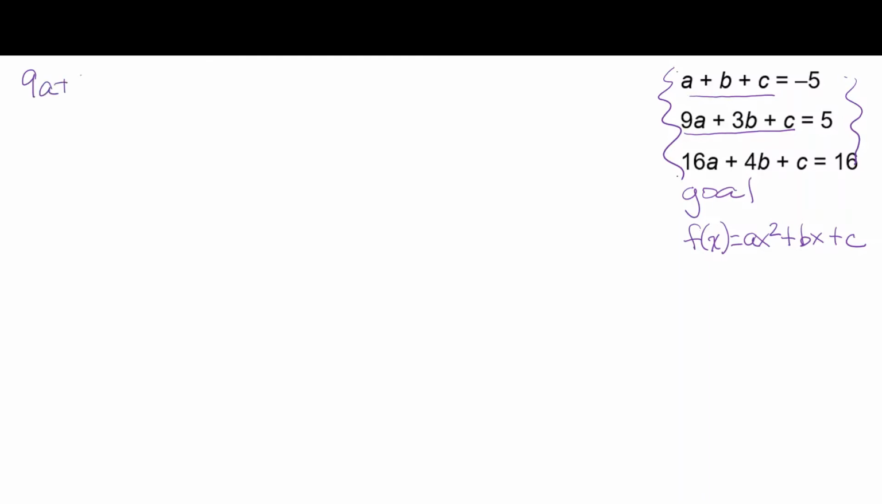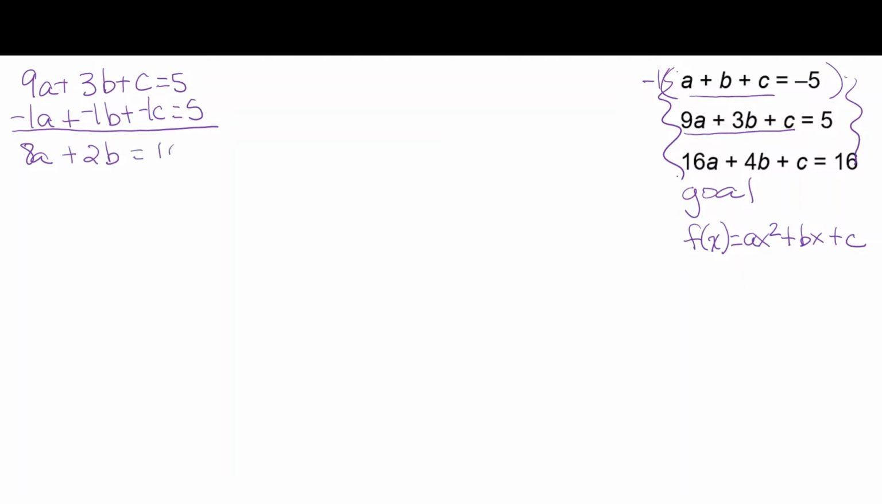9a plus 3b plus c equals 5, and I'm going to multiply this top one by -1, so that gives me -1a plus -1b plus -1c equals positive 5, because -1 times -5 is positive 5. All right, I'm going to add those together. That leaves me with 8a plus 2b. 1c minus 1c is 0c equals 10.